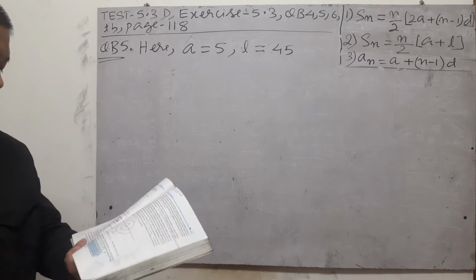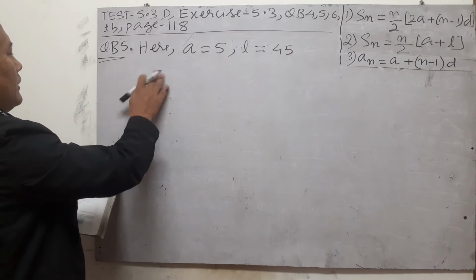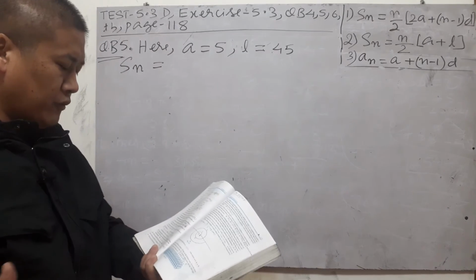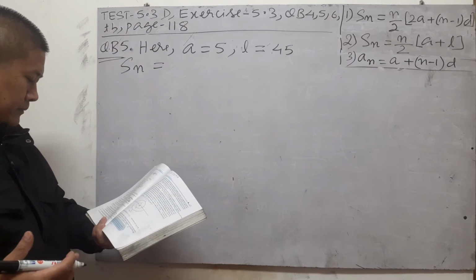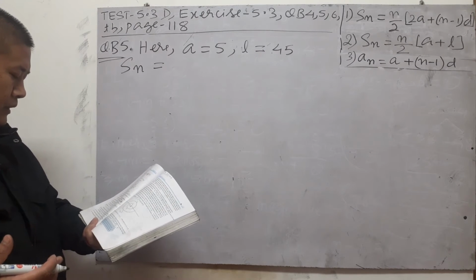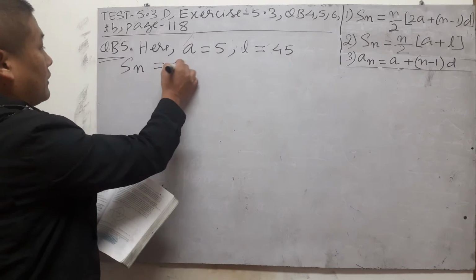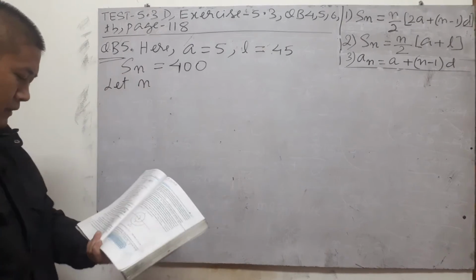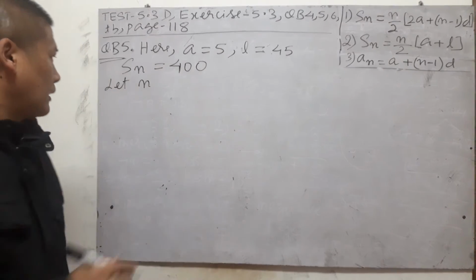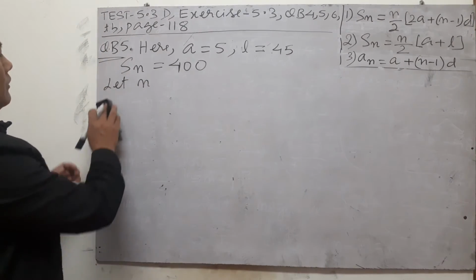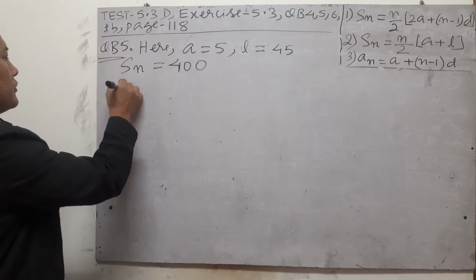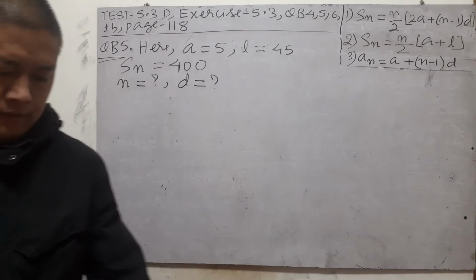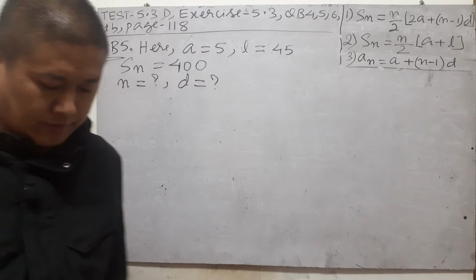400. So let us say here the sum of n terms, because assuming that the total number of terms is n, so Sn, the sum of n terms, is 400 given. So since we put n as the total number of terms, let us just assume n and find the number of terms. The number of terms is usually denoted by n, which is the question mark, and the common difference, question mark. So the question is saying find the total number of terms n and the common difference. So let us do that.